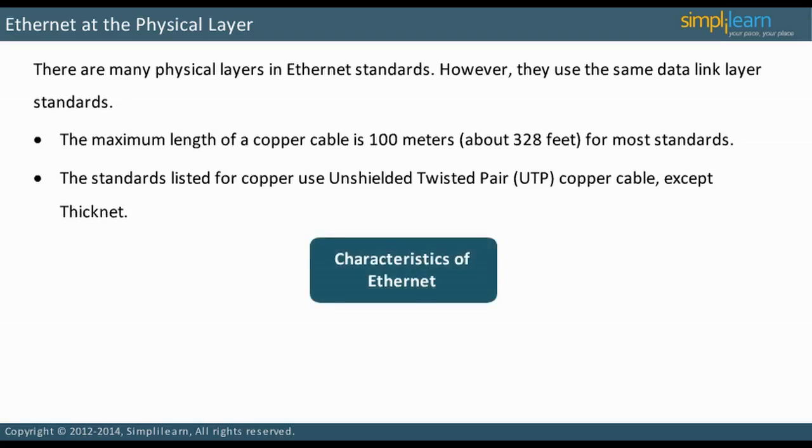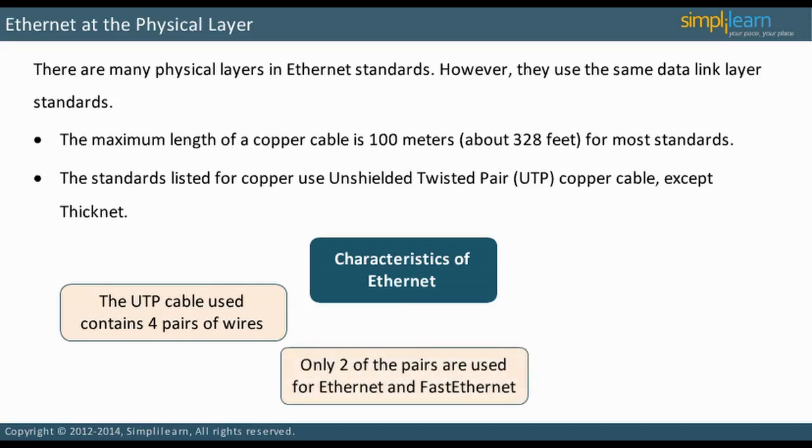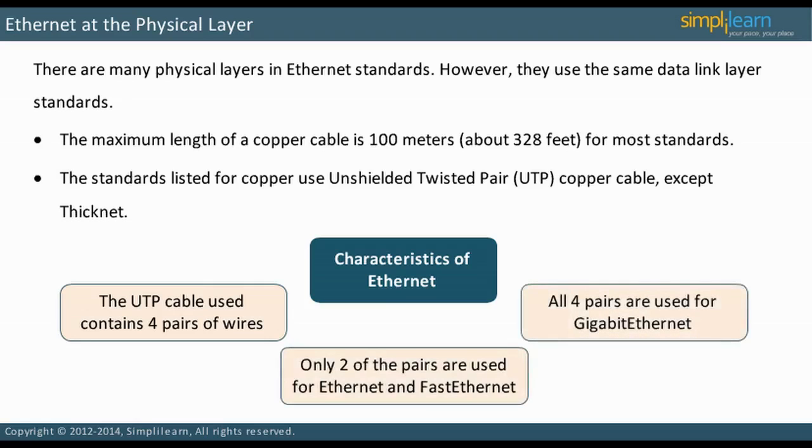Following are the characteristics of Ethernet at the physical layer. The UTP cable used contains 4 pairs of wires. Only 2 of the pairs are used for Ethernet and Fast Ethernet. All 4 pairs are used for Gigabit Ethernet. Let us move on to Ethernet in the next layer, that is, the data link layer, in the next slide.